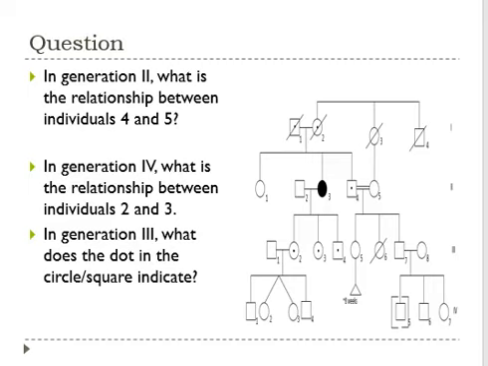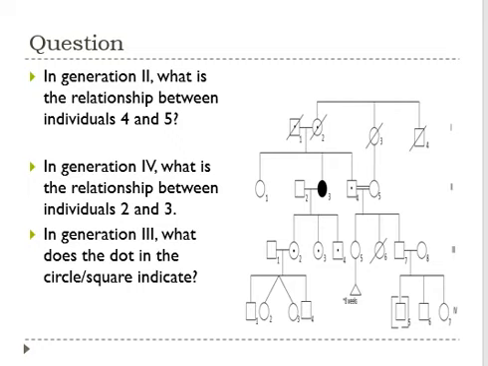So we have some questions here from the pedigree. In generation 2, what is the relationship between individuals 4 and 5? In generation 4, what is the relationship between individuals 2 and 3? And in generation 3, what does the circle with the dot in the middle of the circle indicate?